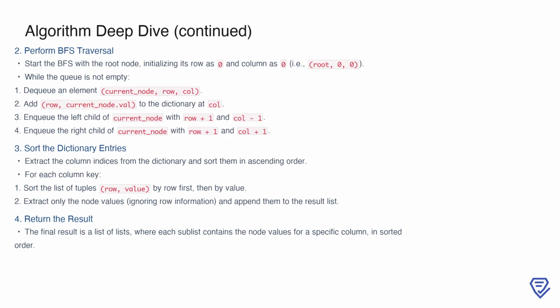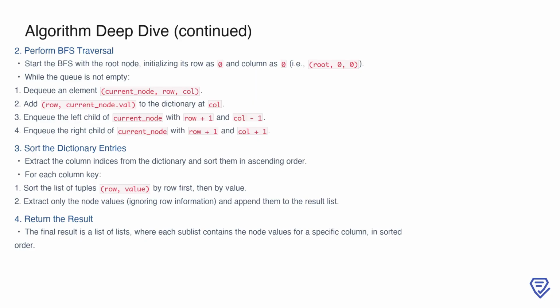With the data structures initialized, we start the BFS traversal. The process begins by adding the root node to the queue, assigning it an initial row of 0 and column of 0. As we process the queue, we dequeue elements one by one. For each node, we store a tuple of its depth and value in the dictionary under its corresponding column index. Then, we enqueue its left child, if it exists, with the row incremented by 1 and the column decremented by 1. Similarly, we enqueue the right child with the row incremented by 1 and the column incremented by 1. This way, we ensure that each node's position in the tree is accurately tracked.